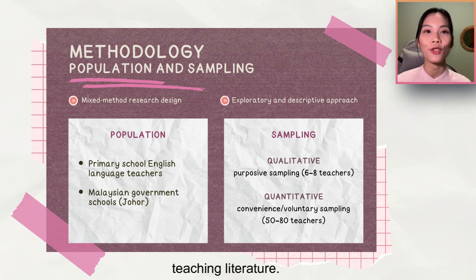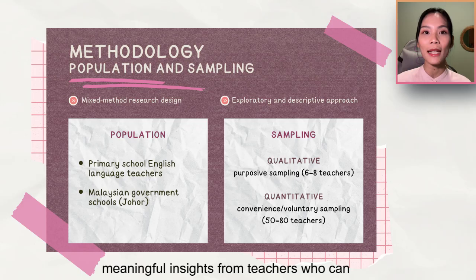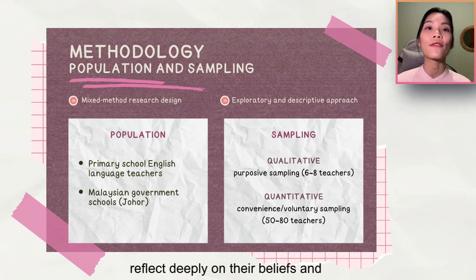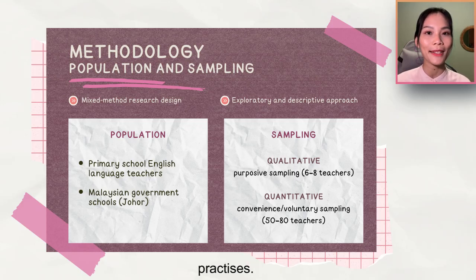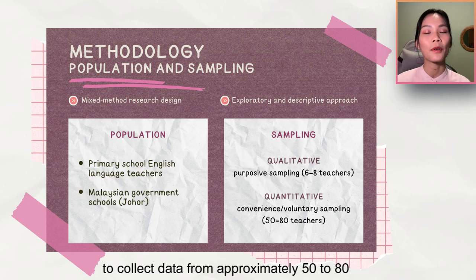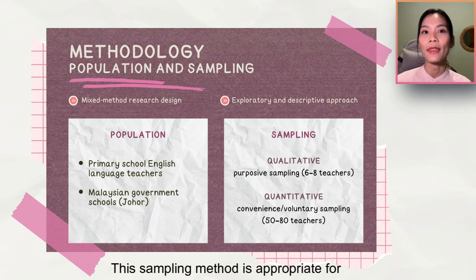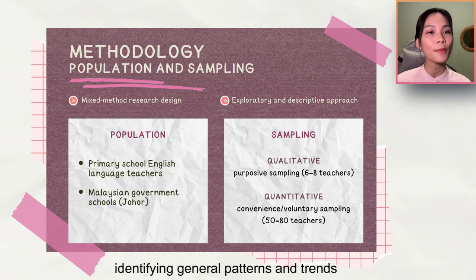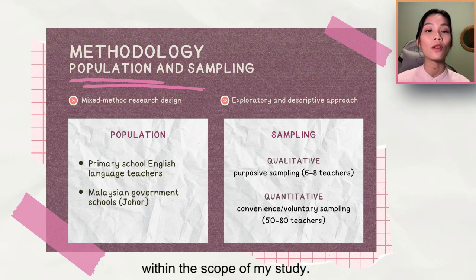experience teaching literature. This allows the study to gather rich and meaningful insights from teachers who can reflect deeply on their beliefs and practices. For the quantitative component, convenience or voluntary sampling is used to collect data from approximately 50 to 80 teachers. This sampling method is appropriate for identifying general patterns and trends within the scope of my study.